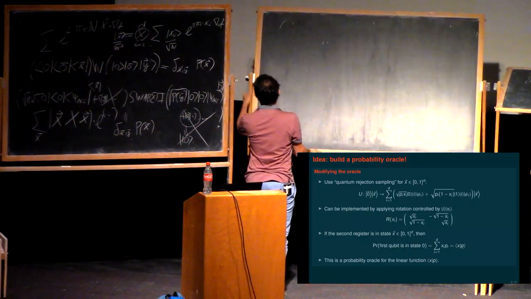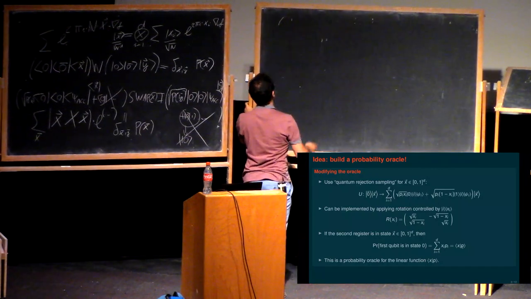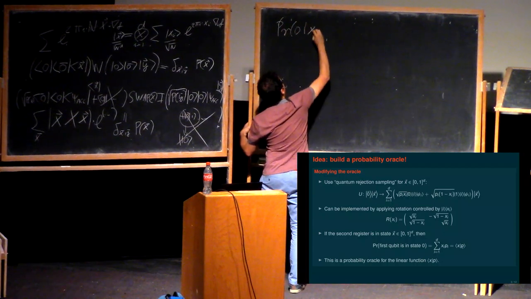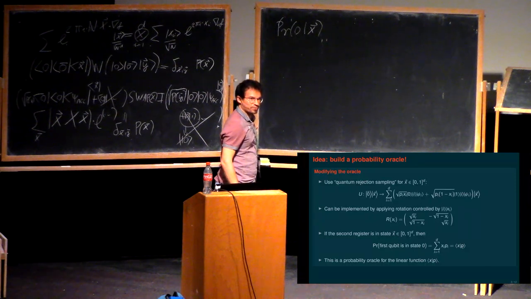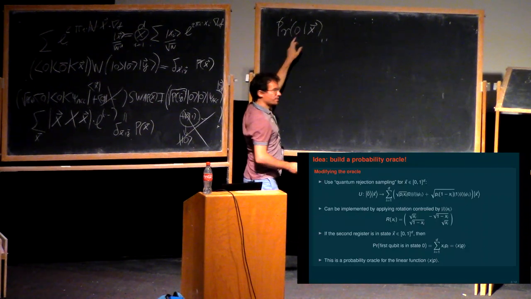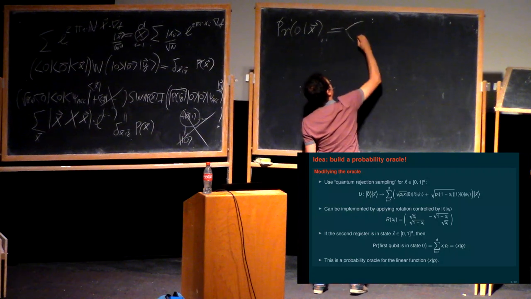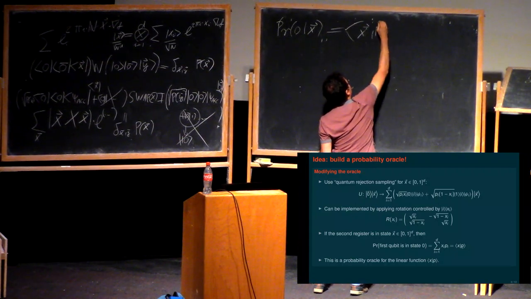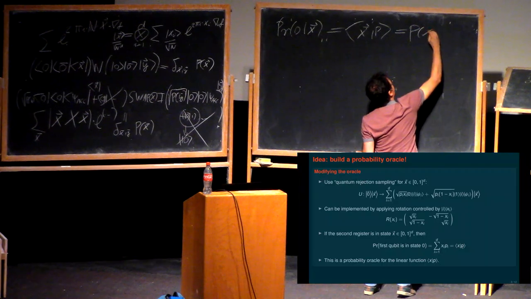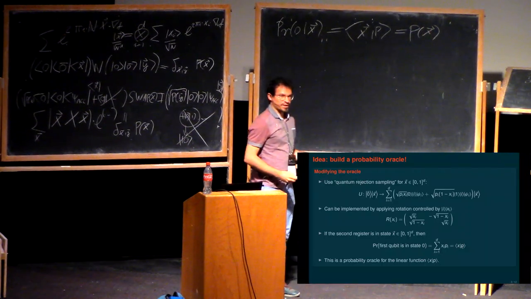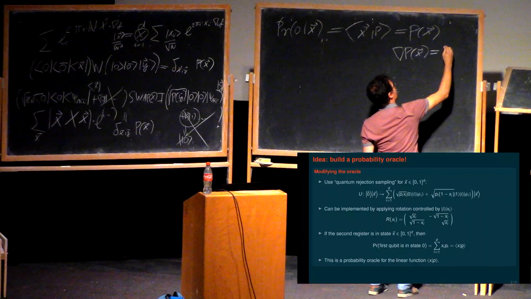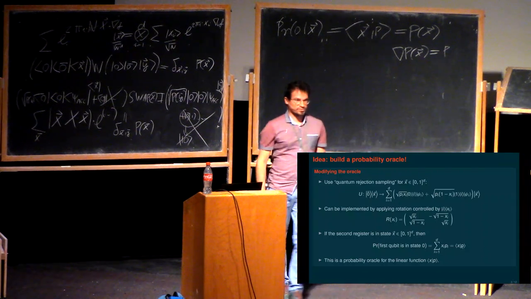Okay, I will try to write something. The probability of 0 given x for this circuit: if you put vector x in your ancilla, the probability of seeing 0 in the first qubit equals an inner product between x and p. This is what I constructed, and this is what I will call the function p of x. And this is a linear function. So in particular, the gradient of p of x is just my distribution. It's a linear function.